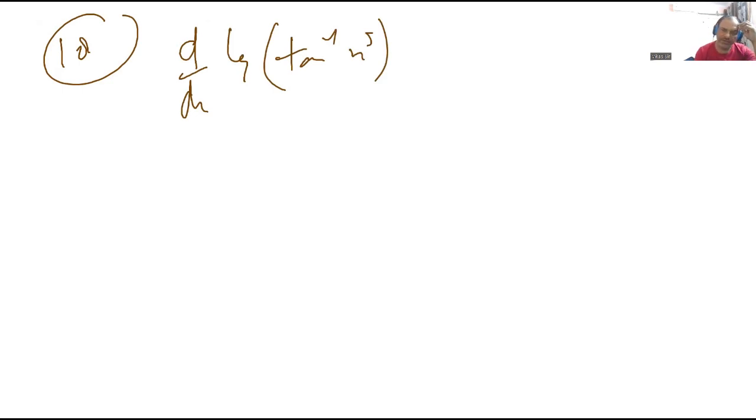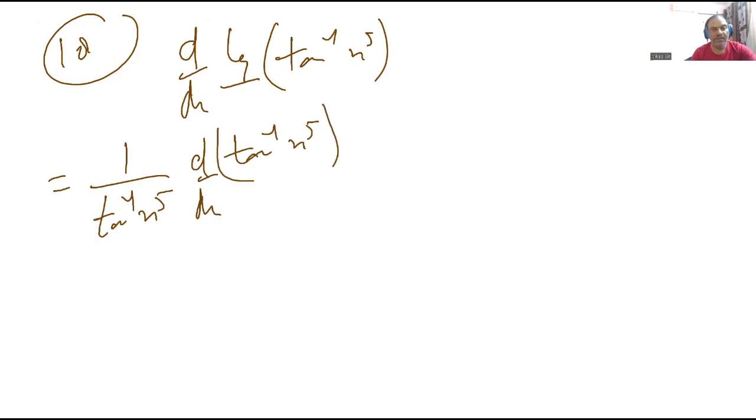Clear? Now here again, you have to apply the chain rule. First, you have to differentiate in accordance to the log. The parent function is log x. We know that the differentiation of log x is equal to 1 over x. What it means is that here you will be having 1 over tan inverse x raised to power 5. Now, next thing is I have to differentiate d by dx of tan inverse x power 5. Then there comes 1 over tan inverse x power 5, then d by dx of tan inverse x power 5 is there.